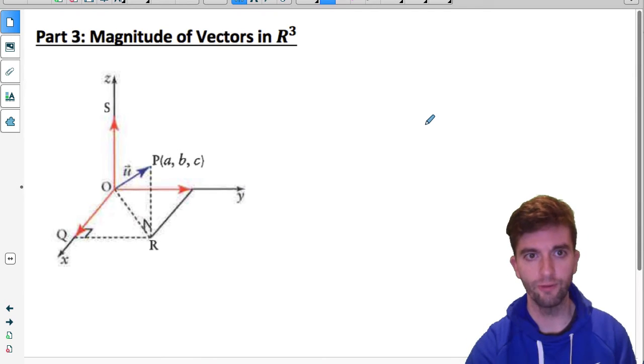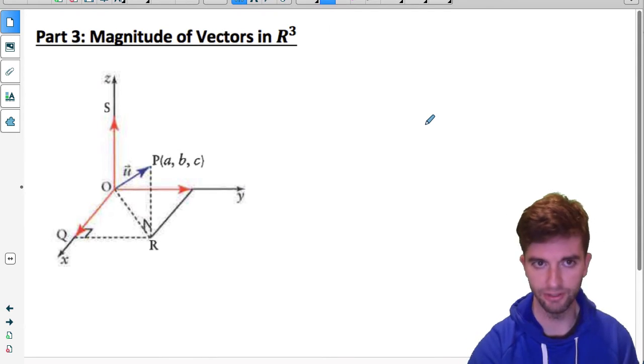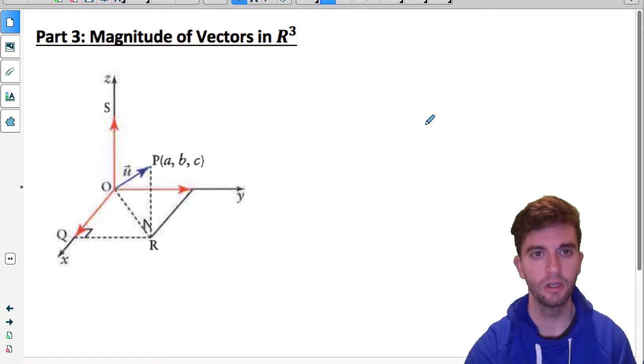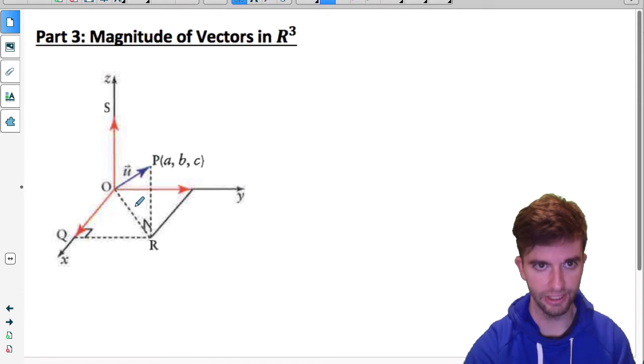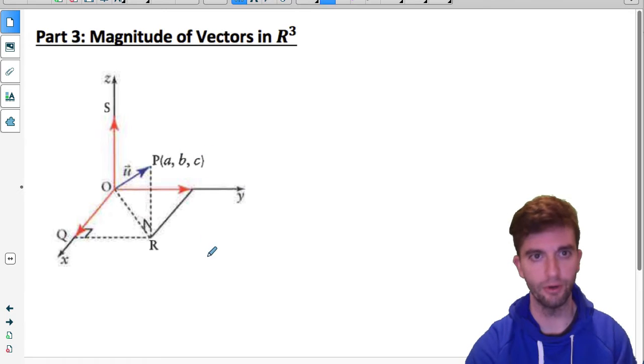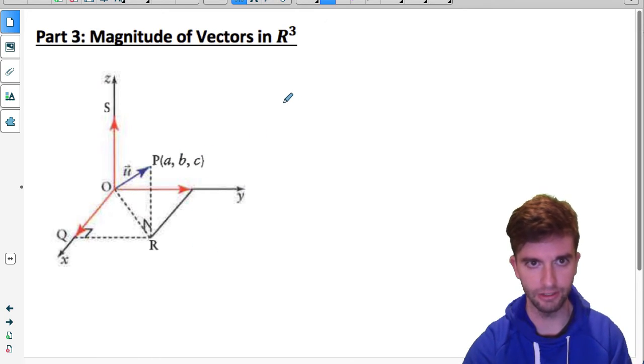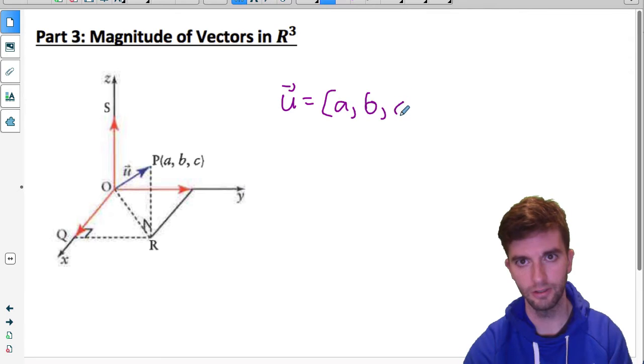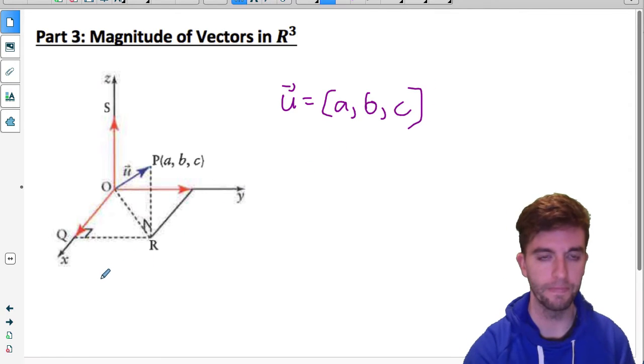Let's now learn about some formulas we can use with vectors in 3 dimensions so that we can do some examples where we work with vectors in 3 dimensions. So this vector, vector u, starts at the origin and finishes at the point P, which has x component A, y component B, z component C. So this would be vector A, B, C, written like that in component form.